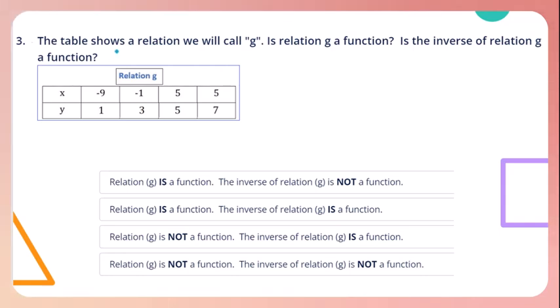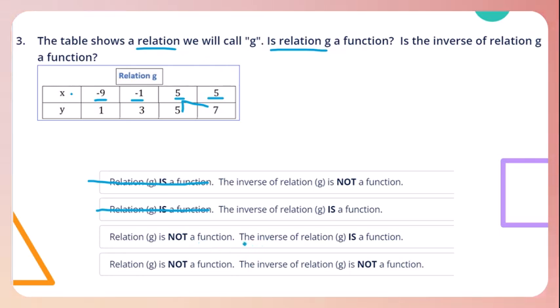All right, question number 3, we have this table, and it's a relation that we're going to call g. We want to know if g is a function. The definition of a function is for every input x, we have one unique output. So let's look at our x's: -9, -1, 5, and 5 has 2 outputs, 5 and 7. So relation g is not a function. So let me mark through the ones that say relation g is a function. So we're left with two choices, the last two.